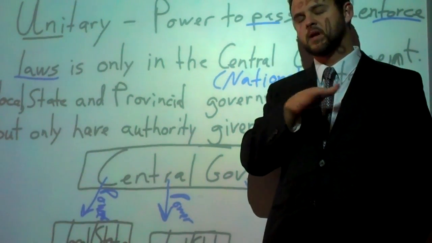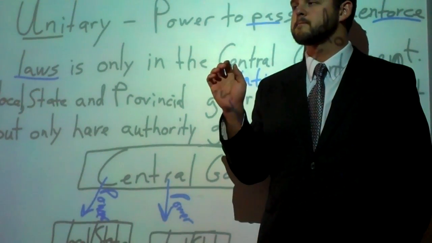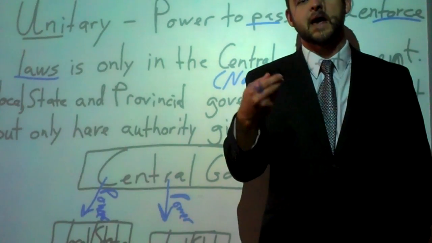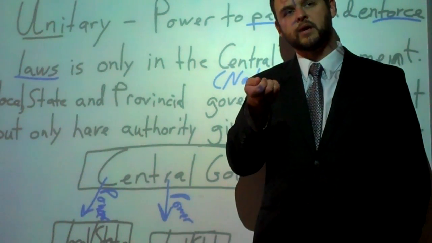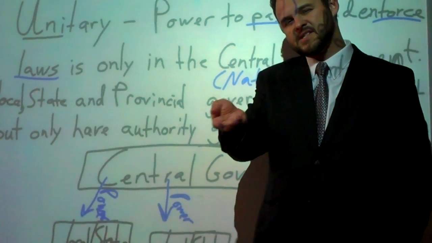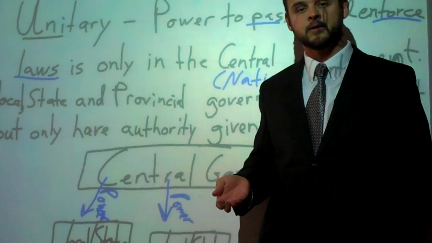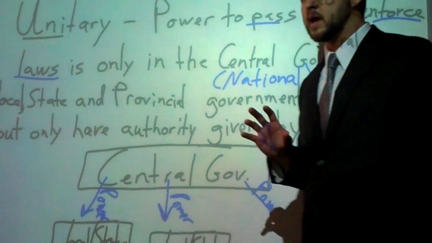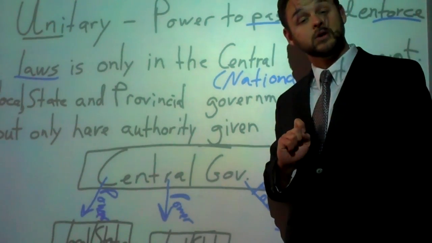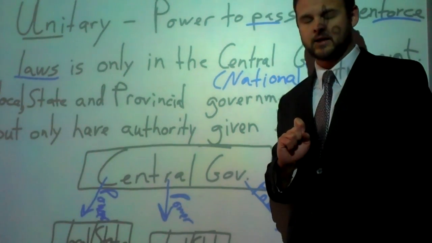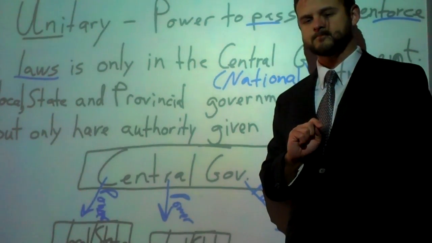But in a unitary government, it's not so. The central government would be actually holding all of the power within the country. And it would only allow those state and local governments to do what it thought was right. I know that's a little bit hard to wrap your mind around, and a great example of a unitary government would be the United Kingdom. Believe it or not, the United Kingdom of Great Britain and Northern Ireland has a unitary government.